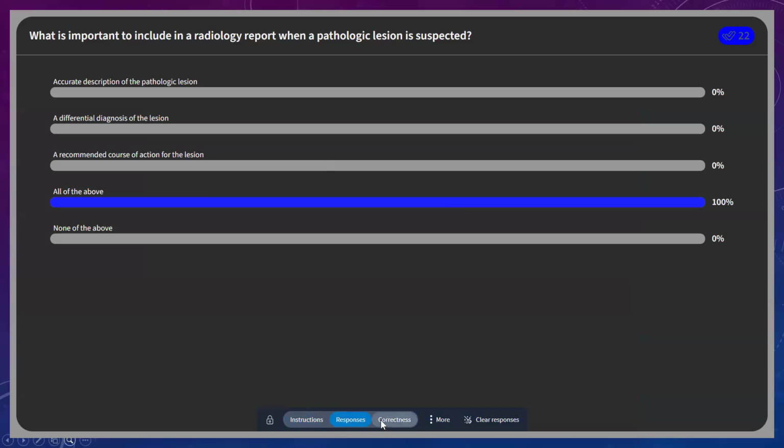Pretty easy one here, maybe. Yeah, all of the above is correct. Accurate description is important. All of these are important: differential diagnosis, recommended course of action.